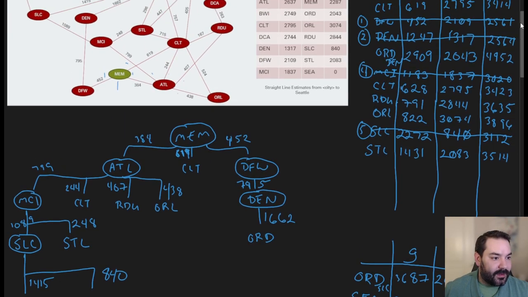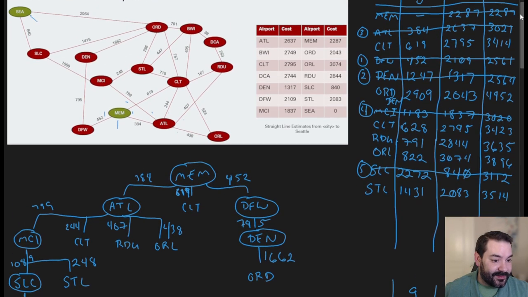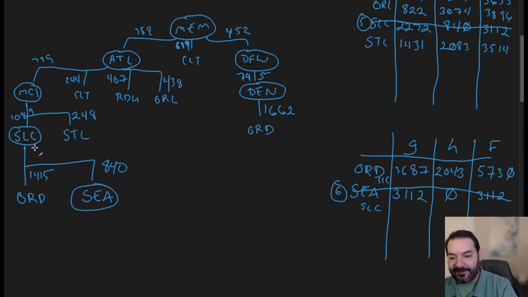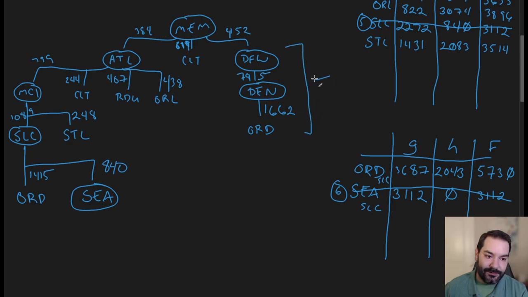And I'm going to make a strong assumption here that, oh, what do you know? Seattle from Salt Lake City is the sixth thing removed from our queue. We found our pathway. And so again, it would be Seattle from Salt Lake City, from Kansas City to Atlanta to Memphis.